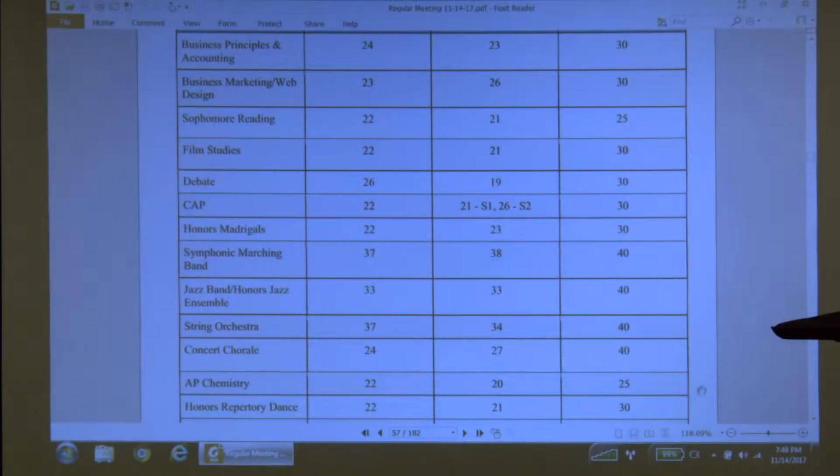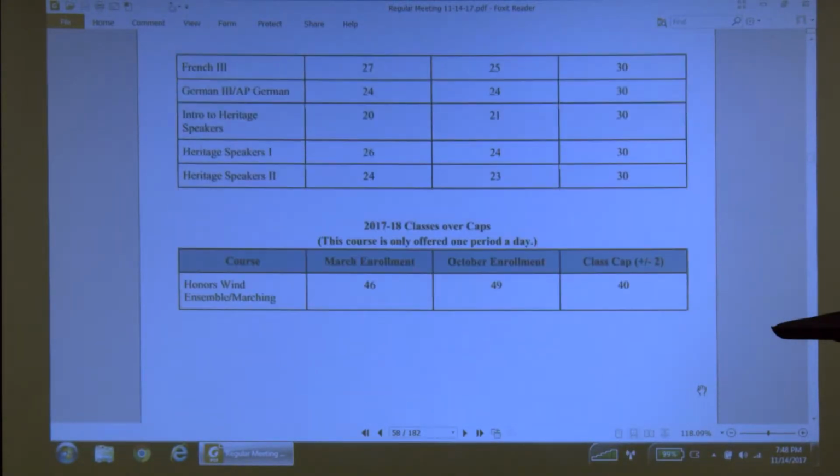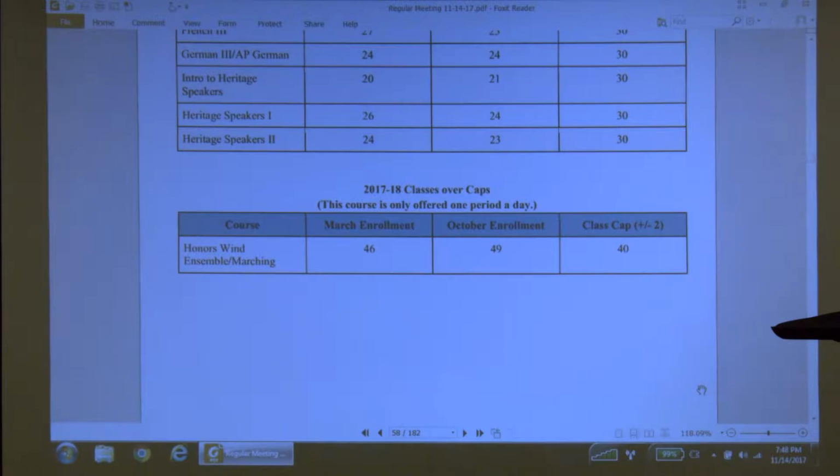And then lastly, the last chart is courses that are only offered one period a day that are over our cap. And so that's honors, wind ensemble, and marching band. It started at 46 and it's now at 49. But part of that is if you look in the other chart, there was a marching band class that was below the cap. And so part of that is auditioning and putting kids at the appropriate level. So you may always have a class that's a little higher and a class that's a little lower depending on the ability levels of the students.